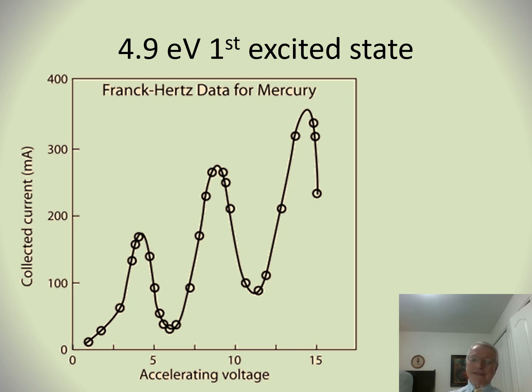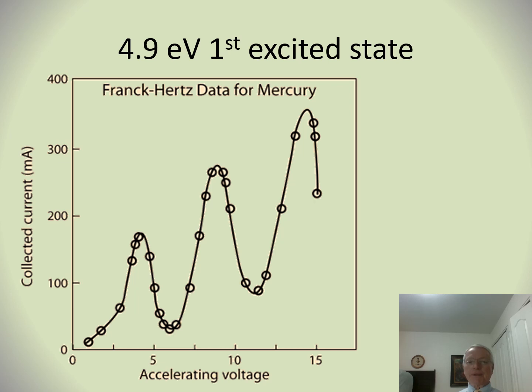So when the electrons have an energy in the neighborhood of the first excited state of the mercury atoms, then when an electron hits a mercury atom, instead of just bouncing off like it normally does at low energy, it gives its energy to the mercury atom to promote an electron up into the first excited state. That makes the electron slow way down, decreasing the current, and a photon would come out, so the gas starts to glow.